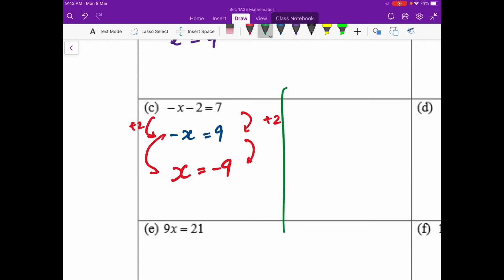Negative 7 minus 2 equals to negative x. Negative 7 minus 2. How do you get this? What do you mean by move? There is no move in my vocab. There is a plus something on both sides. There is a minus something on both sides. There's a multiply something on both sides. Divide something on both sides. Which one is it?